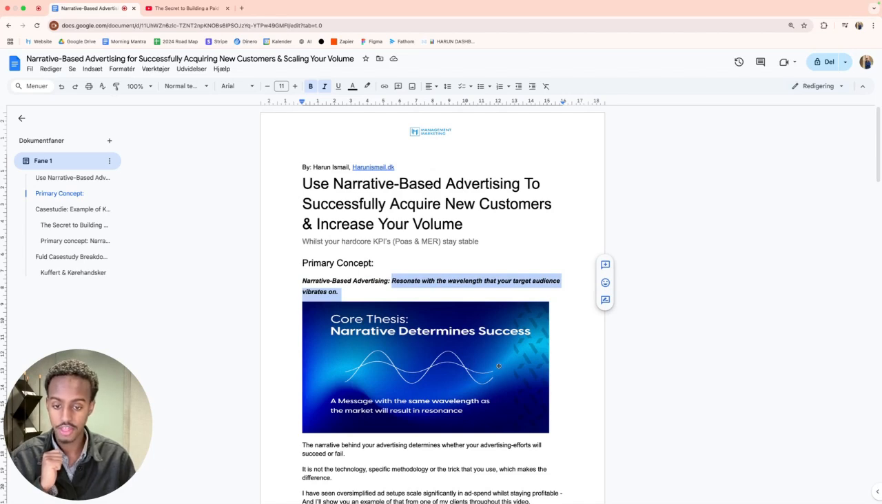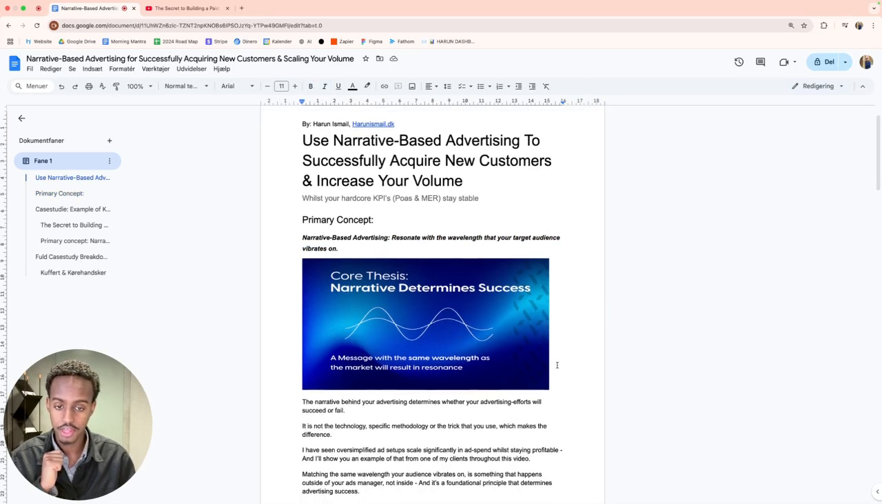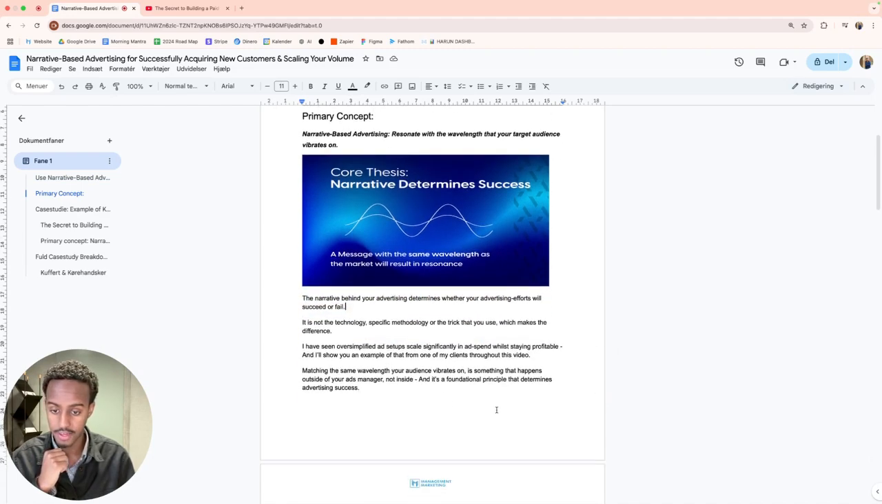And as you can see here, core thesis: narrative determines success. A message with the same wavelengths as the market will result in resonance and will result in profits from your advertising efforts. If you can't align yourself with the wavelength that your target audience vibrates on, you won't succeed with your advertising efforts. Now, the narrative of your marketing determines whether you will essentially succeed or fail.